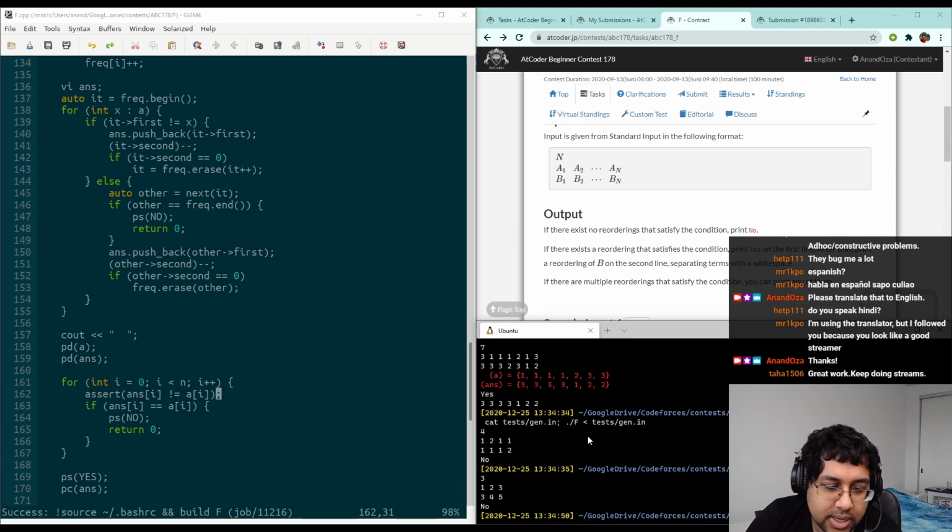Okay, cool. So here's an example where it prints no, because my idea of using the largest element leads to a very clear contradiction.